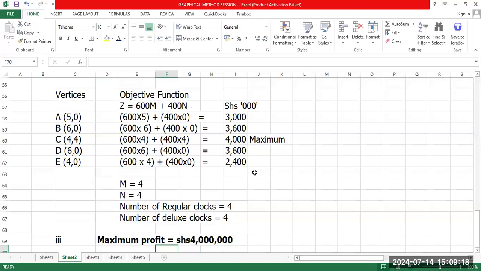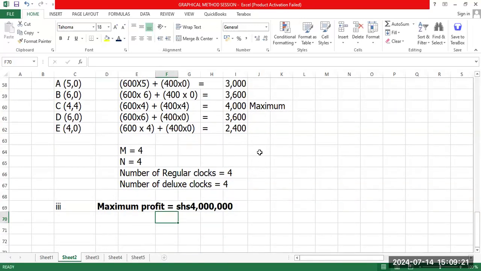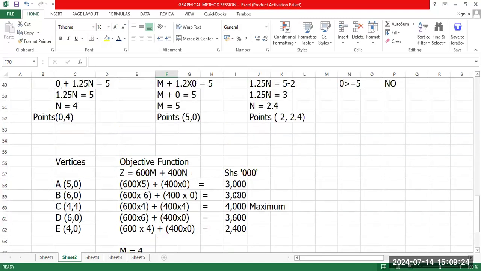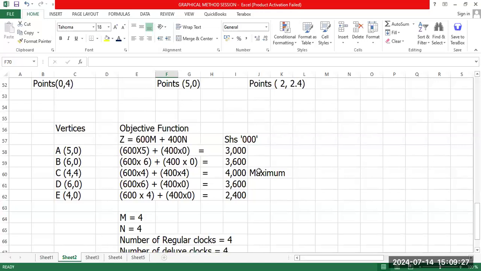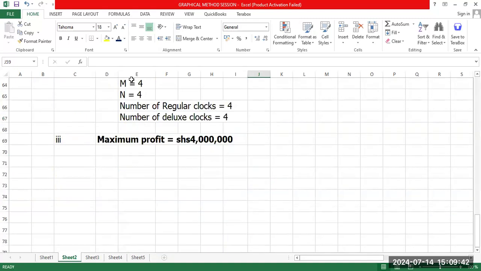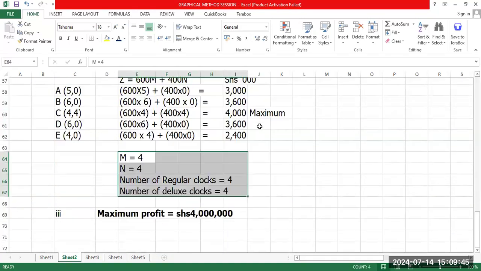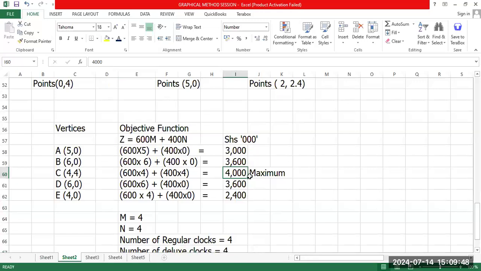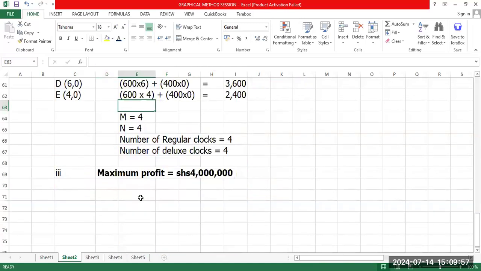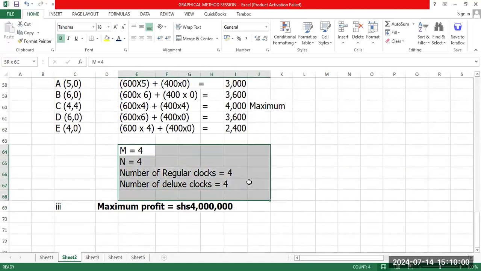Is that hard? If the question was to minimize costs, using the graphical method you come here and ask yourself, what is the lowest value? That lowest value will help you come up with the answer. But since here we want to maximize, we pick the highest value. Then we ask ourselves, what are those points that helped us get the highest value? That will be your maximum profit, and this will be your output.